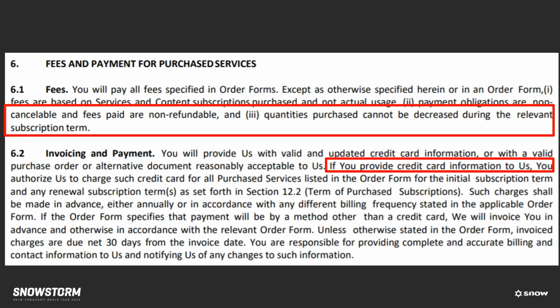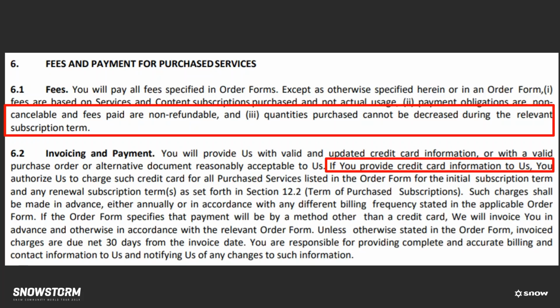And then what you see here is payment obligations are not cancelable, and fees paid are non-refundable. So if you overpay, if you roll into another year's subscription and didn't mean to, tough. You've paid, it's gone. Purchased quantities cannot be decreased during the relevant subscription term. Well, how long is the subscription term? Is that yearly? Is that 5-yearly? So again, there are questions here that a good SAM team would ask, and that an average user wouldn't give 2 hoots about.